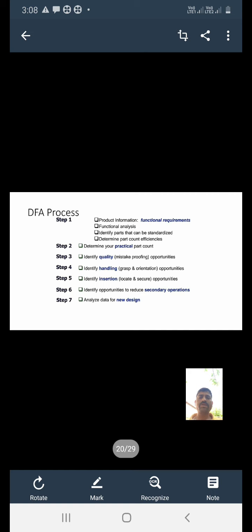Step number 6, identify the opportunity to reduce the secondary operation. Again, you have to identify the opportunity to reduce the secondary operation, meaning two times there should not be any operation. You should identify how to reduce the secondary operation. And last is analyze data for the new design.